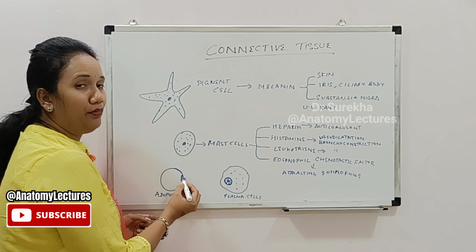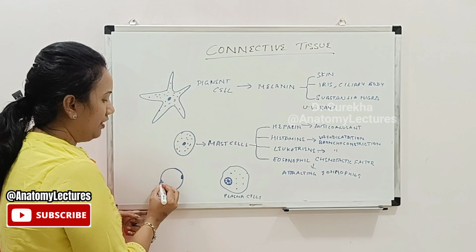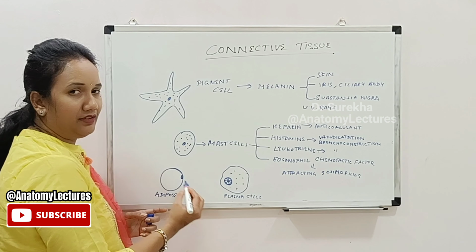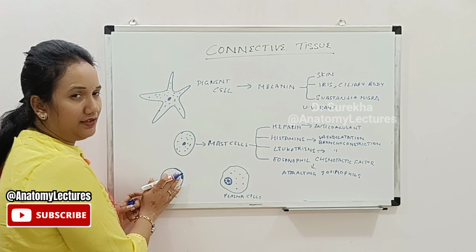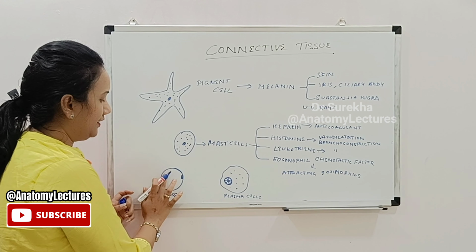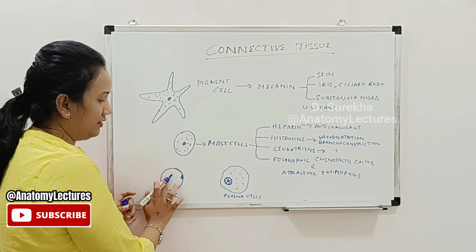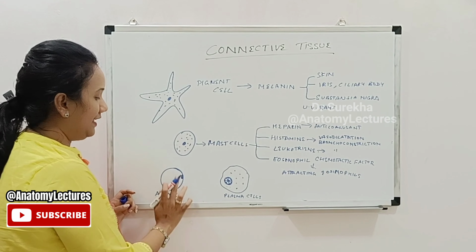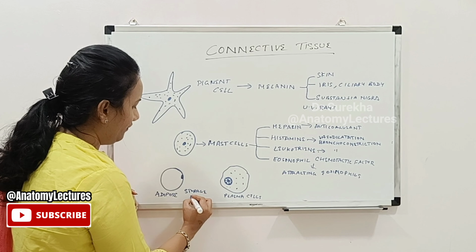Next, this is the adipose cell. The adipose cell is large and round in shape with a peripherally pushed nucleus. It is peripherally pushed because the fat globules will push the nucleus to the periphery, and it is filled with fat globules. This adipose cell helps in the storage of lipids and fat.